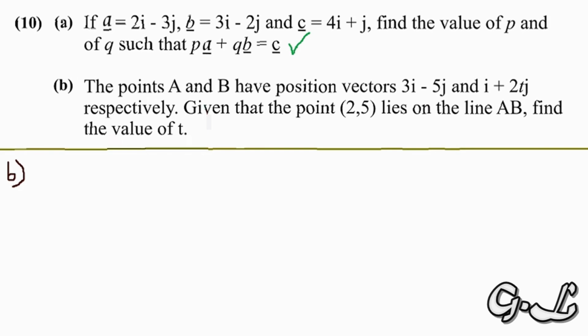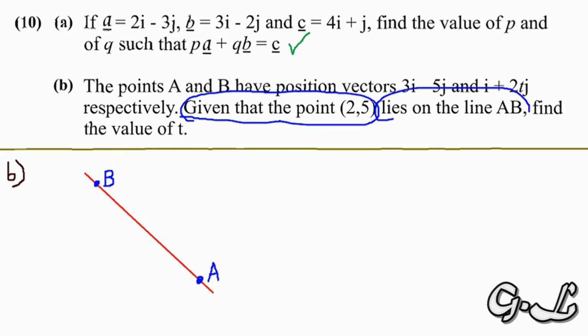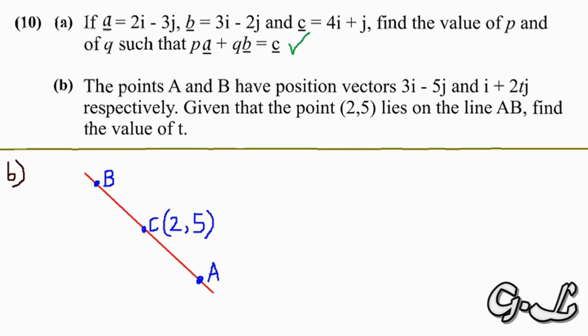So what is the first thing that we're going to do? We're going to assume something. We're going to assume the line which we have, line AB. We're going to denote the points that we have: the point A and the point B, and then that point which is (2, 5) is going to be denoted by the letter C. This letter is going to be helpful in our calculations, so that it becomes easier for us.